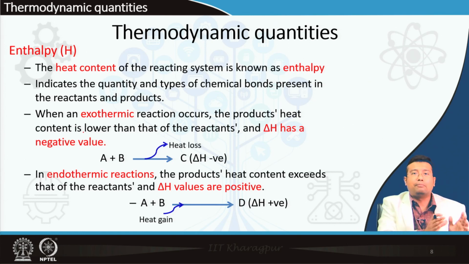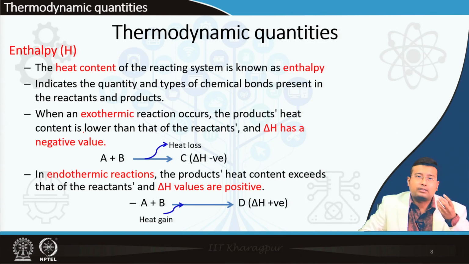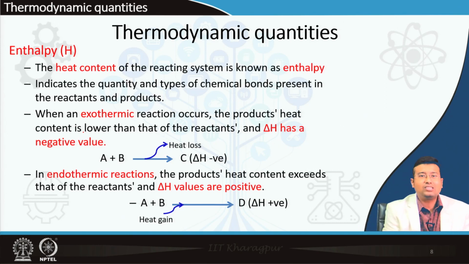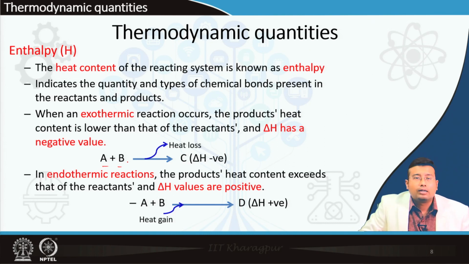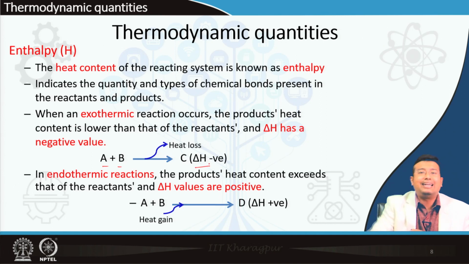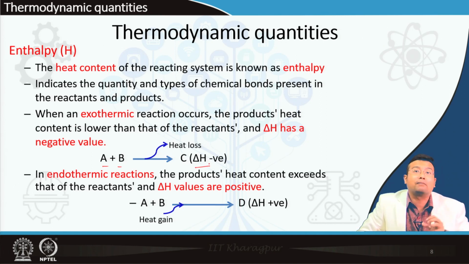Suppose one chemical A plus B is reacting to form C. So the amount of chemical bonds present in A, in B, and in C will actually determine the total enthalpy. So imagine a reaction where A plus B is reacting to form C, and ultimately the system is becoming hot. It means what? We are losing heat. This reaction is losing H or heat, and it is denoted by delta H being negative, and this is known as an exothermic reaction. Any reaction that becomes hot, where the temperature increases while the reaction proceeds, is known as an exothermic reaction.